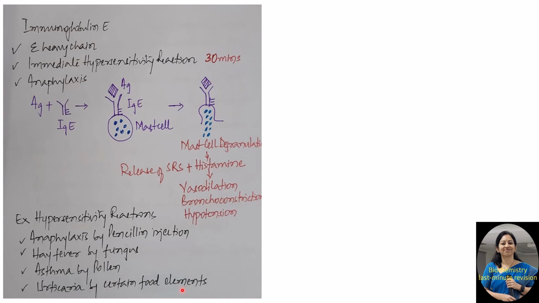The moment they consume that particular food, they get massive hypersensitive reactions all over the body, and it is manifested as edema, inflammation, redness, pallor, and a slight amount of fever. Sometimes it can be localized at the site of entry of the antigen, or it can be generalized urticaria, also a hypersensitive reaction. So this was about immunoglobulin E.